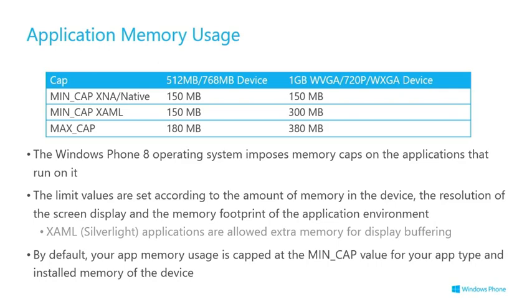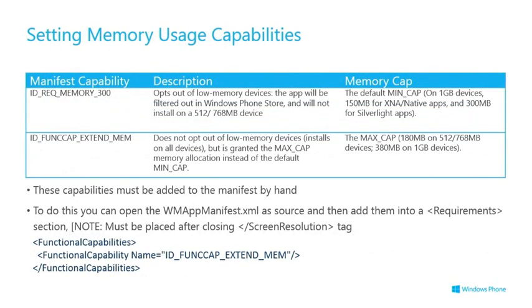The way you do that is you have to hard code your WMAppManifest. You have to go in with an XML editor and edit the manifest and put that bit of XML at the bottom in the functional capabilities: functional capability name ID_FUNCCAP_EXTEND_MEM. There are two. Extend mem means that you can still run on the low-end devices. It will install on all devices, but you're always going to get the max cap memory allocation instead of the default min cap. So that's 180 on the low-end devices or 380 on the 1 gig devices.